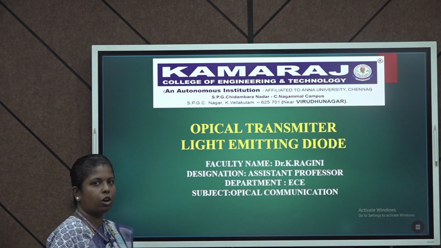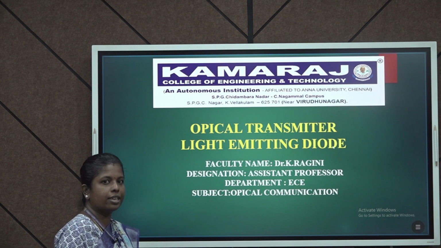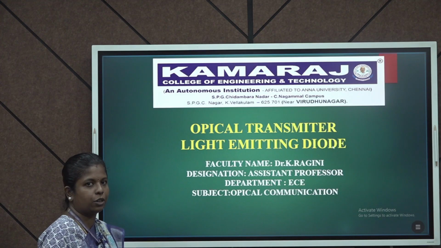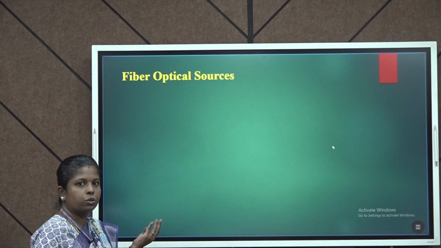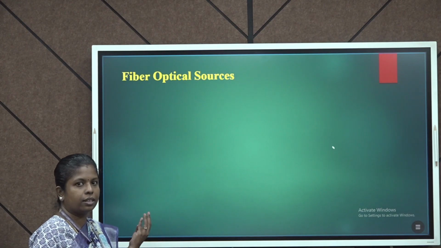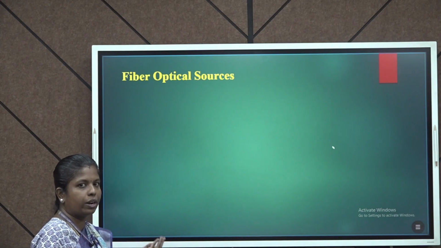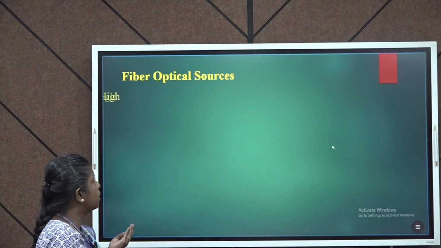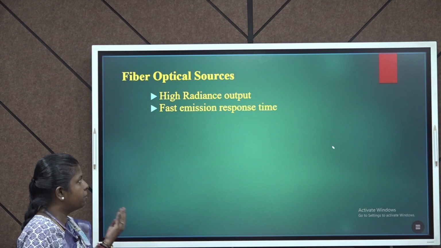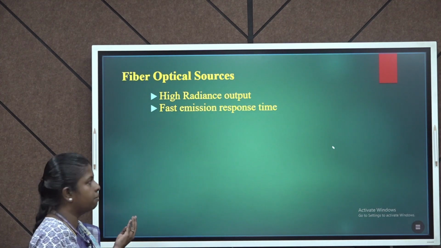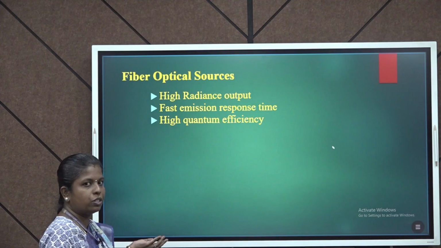Today's topic is about optical transmitters, and the first case we are going to see is the light emitting diode. Why are optical sources so important on the transmitter side? A few advantages have been listed here. First, it gives a high radiance output, a fast emission response time, and high quantum efficiency.